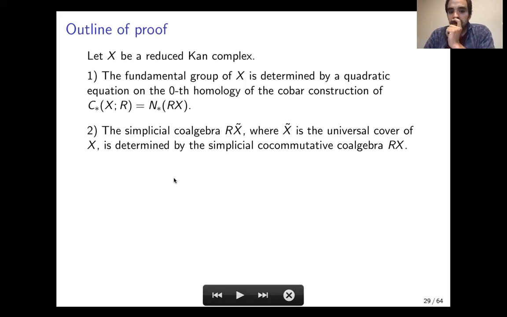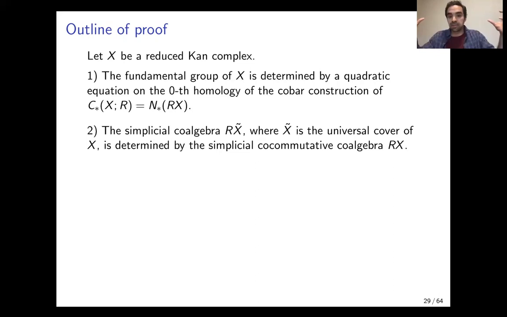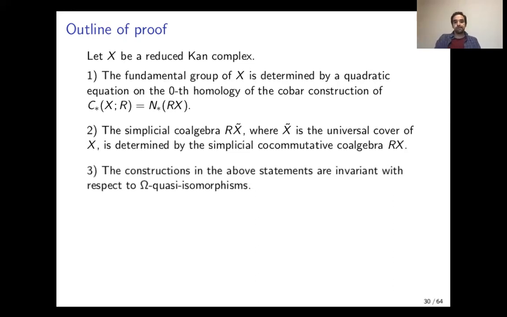The second part of the proof is that the simplicial coalgebra on the universal cover of X is completely determined by the simplicial cocommutative coalgebra on X. Namely, there's an algebraic construction you can apply to any abstract simplicial coalgebra that produces the universal cover. Then all of these constructions will be invariant with respect to Khobar quasi-isomorphisms.